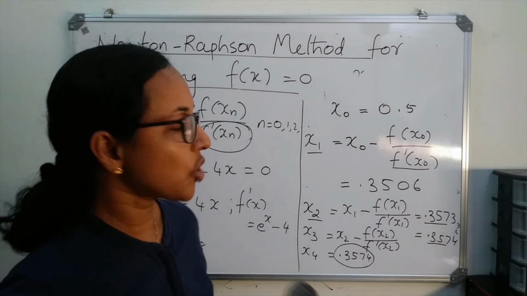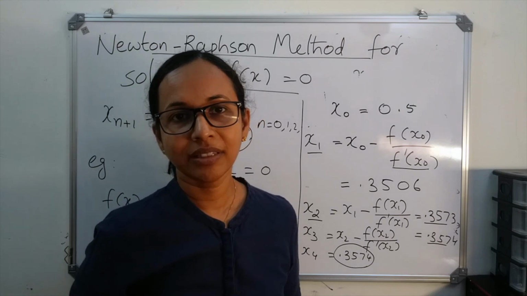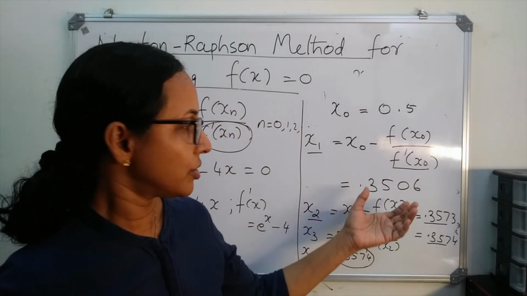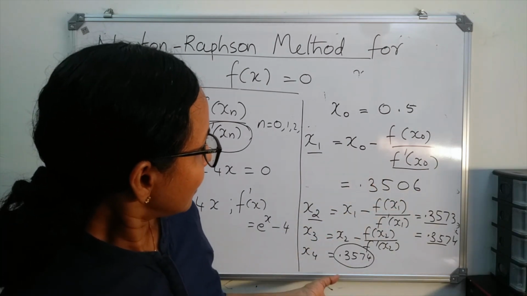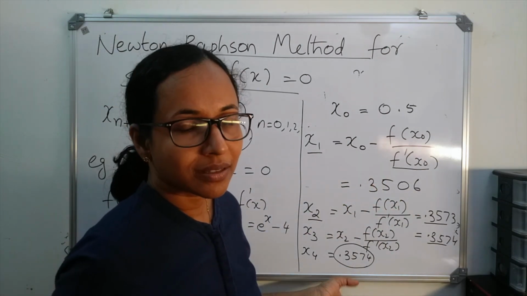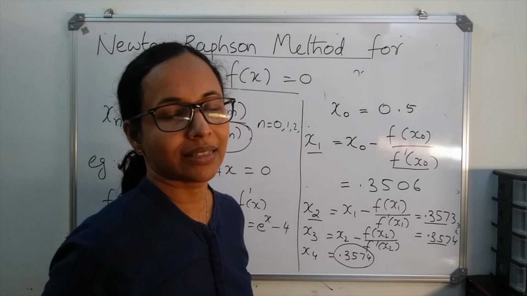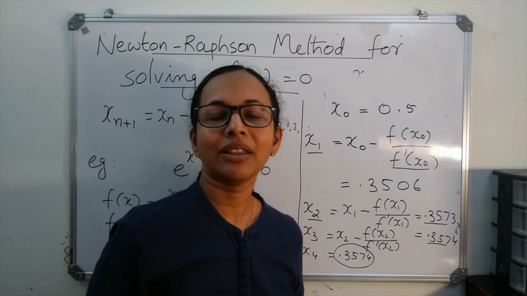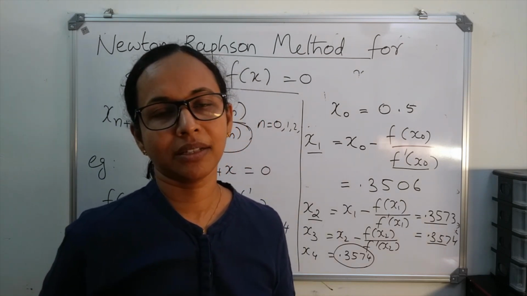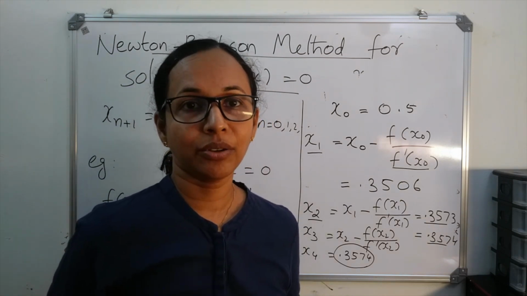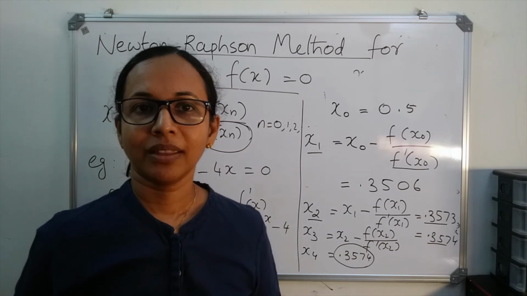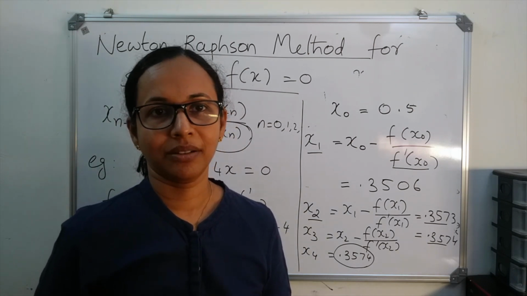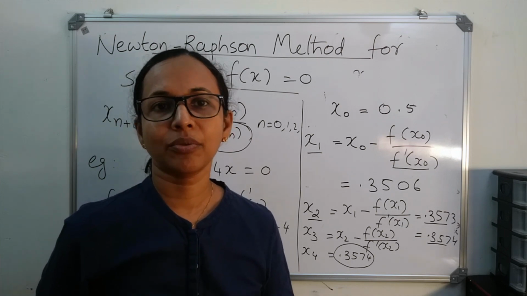You know the geometrical meaning of the derivative: it is the slope of the tangent at a point. So a slope of 0 means the tangent is parallel to the x-axis. In such cases, the method fails, and then we can use some other numerical methods. In the next video, I will be explaining another numerical method, called the iteration method, for solving f(x) = 0.